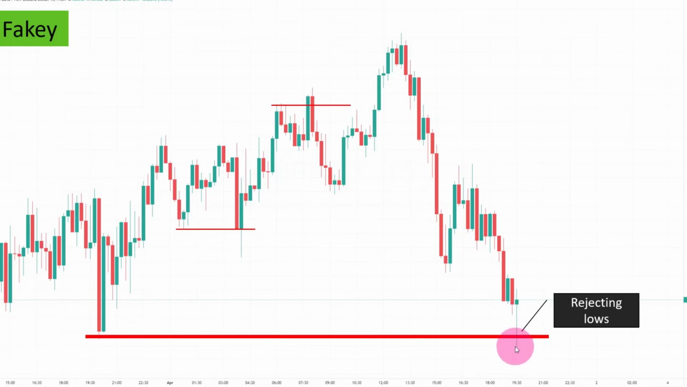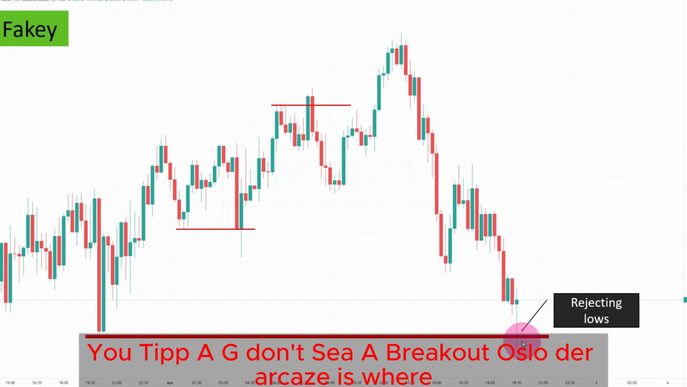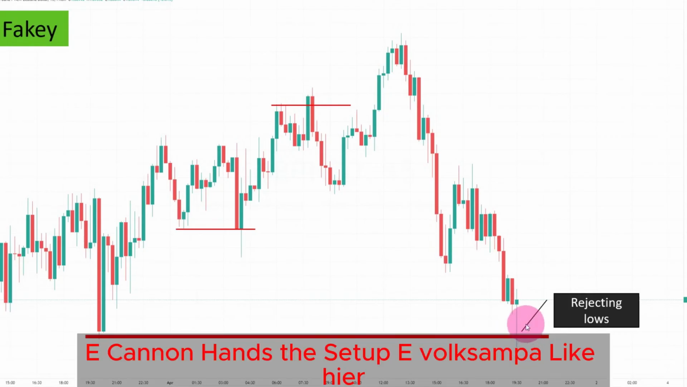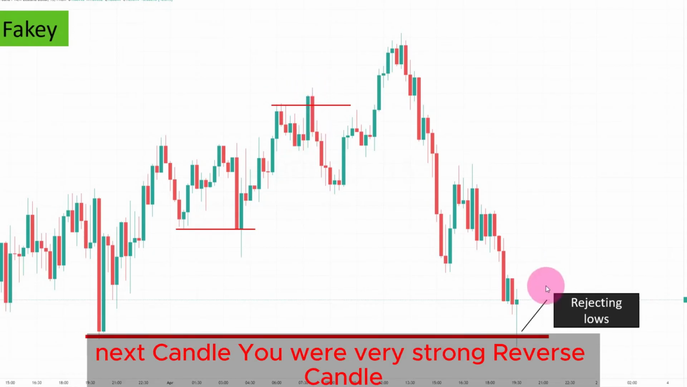Ideally, you want to see the candle and the market piercing through whatever level you have identified, and then, within one candle, within two candles, very quickly reversing back and rejecting the level. You typically don't want to see a breakout low. There are cases where it can enhance the setup. If, for example, like here, you have a close above a high, and then within the next candle, you have a very strong reversal candle.